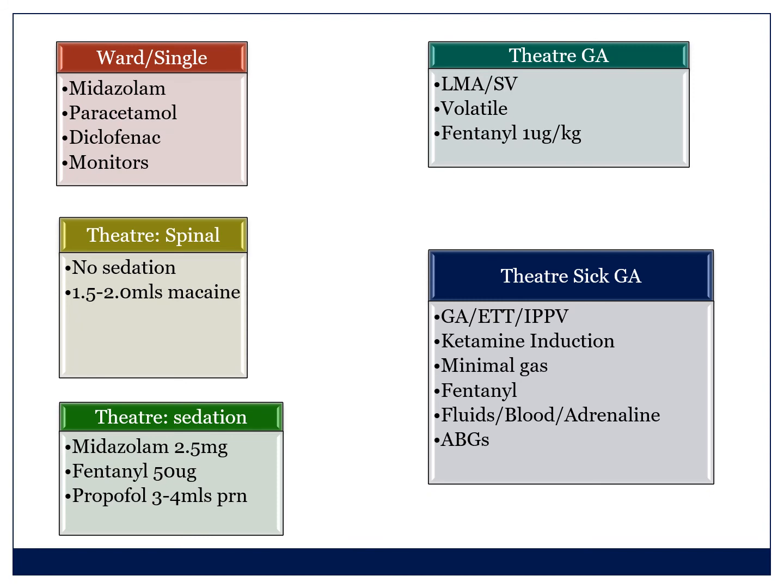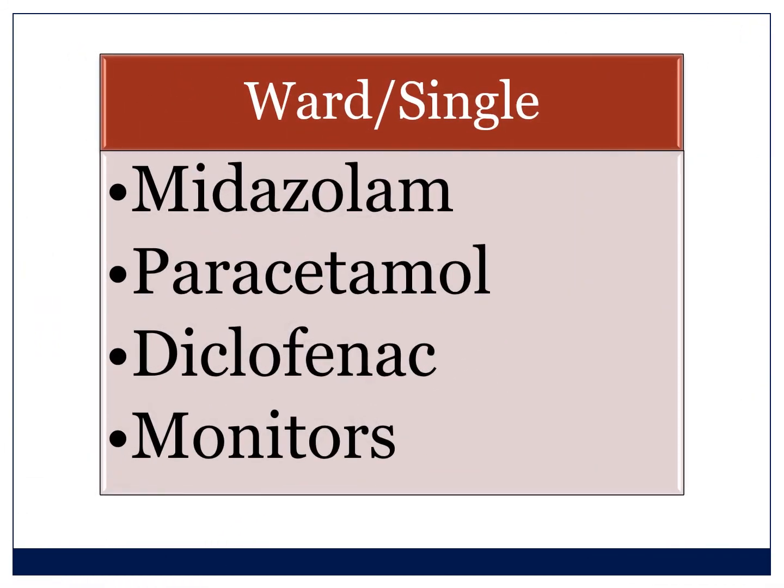If I was in the ward, and I don't really do these procedures in the ward, but if I was doing a single operator procedure, I would be using midazolam titrations, and I would probably start with 2.5 milligrams, and I would give a milligram at a time while I titrated to effect.